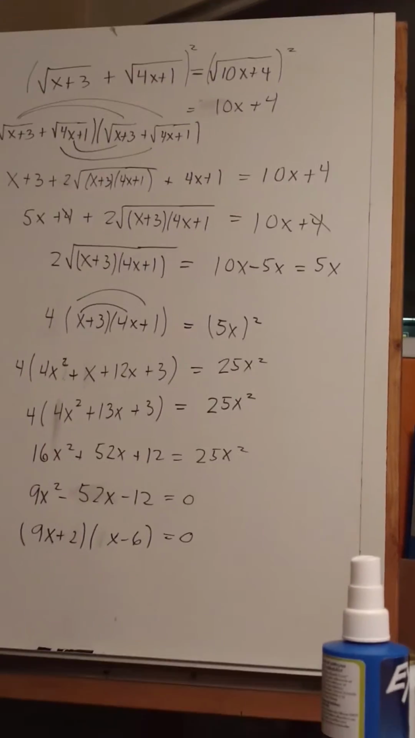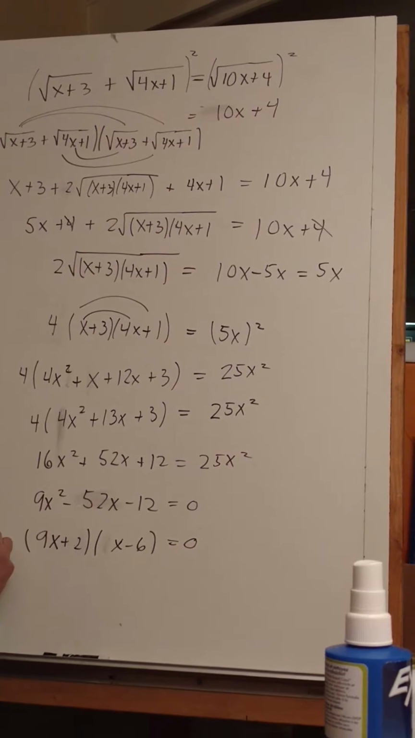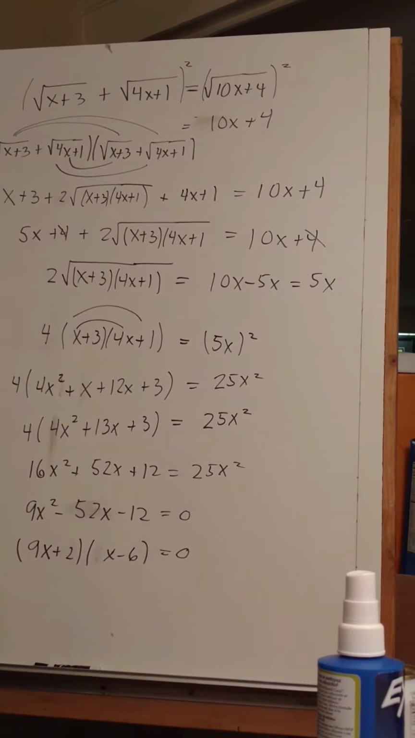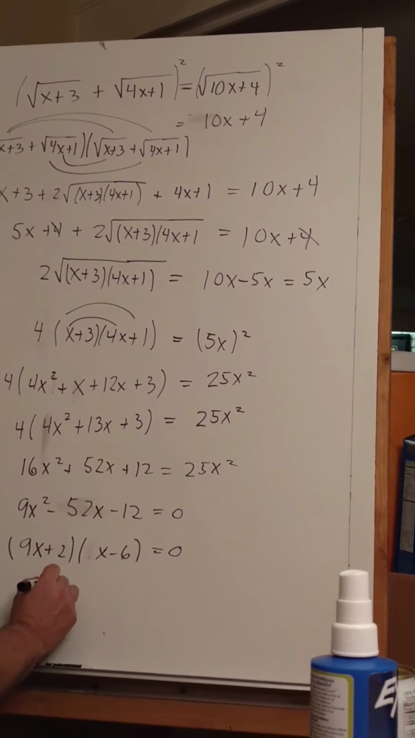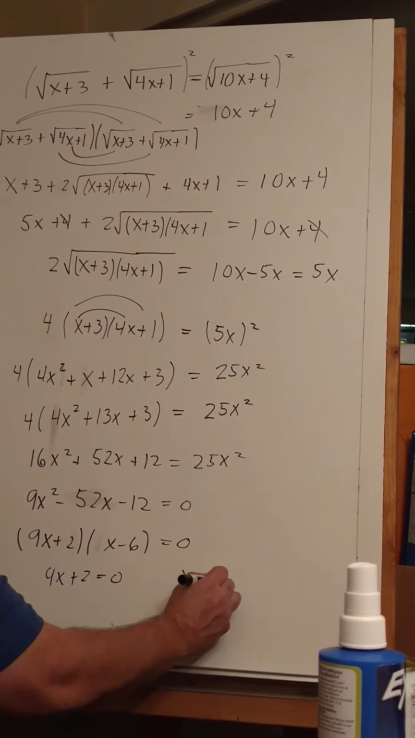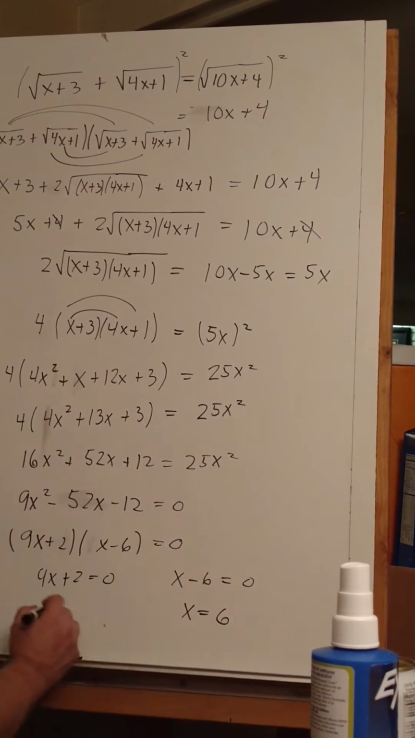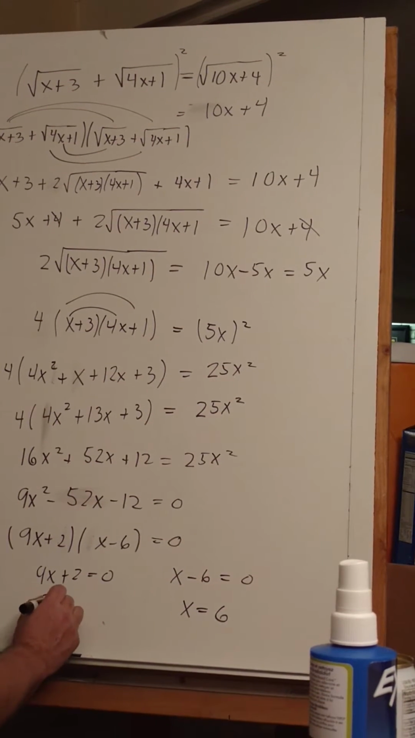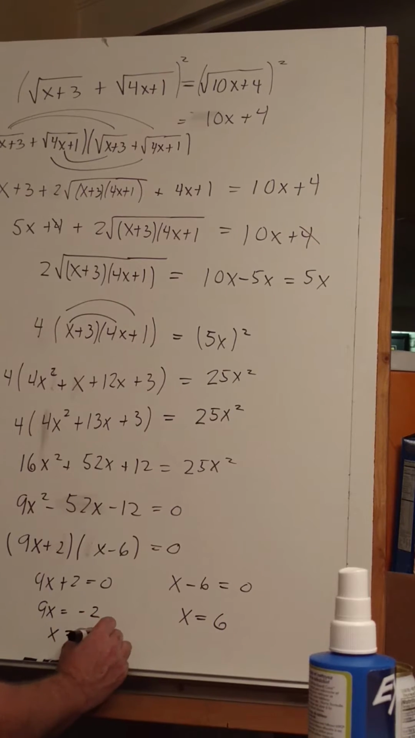I wouldn't have done that. I wouldn't have seen it. I would have just done the quadratic equation. B equals minus 52. C equals minus 12. That's fine. So then either 9x plus 2 equals 0 or x minus 6 equals 0. Well, that's obviously x equals 6, and this will be 9x equals minus 2 or x is minus 2/9.